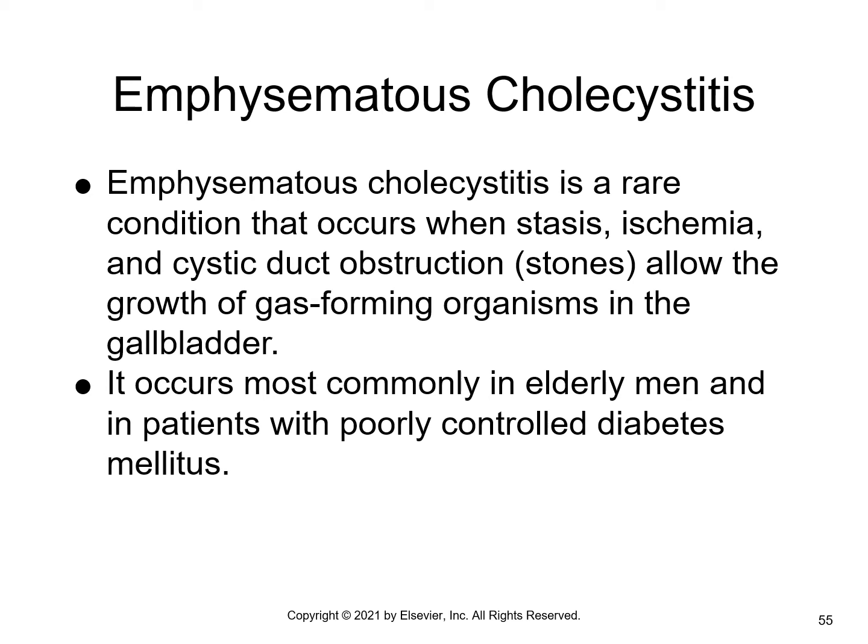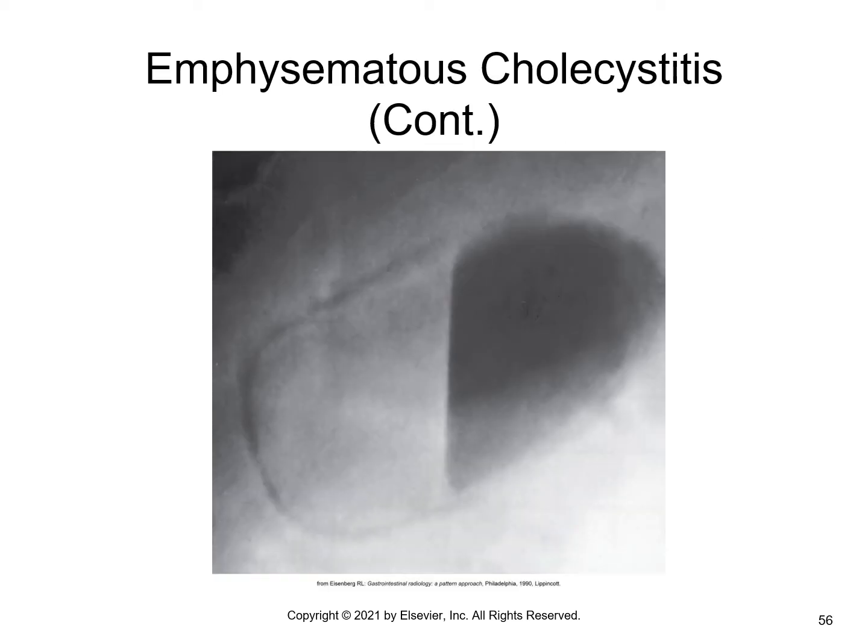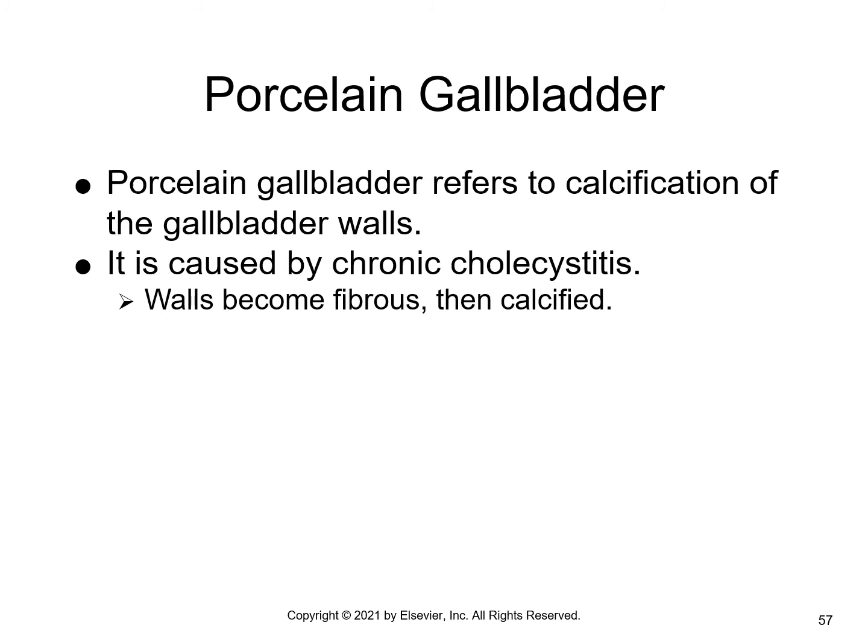So here's an example of an emphysematous cholecystitis on a patient with an x-ray. And so you know that on x-ray, air looks radiolucent. And so you see this gallbladder here, and you can see that the radiolucent air is in the gallbladder. And then obviously you must have bile in the inferior part of the gallbladder here.